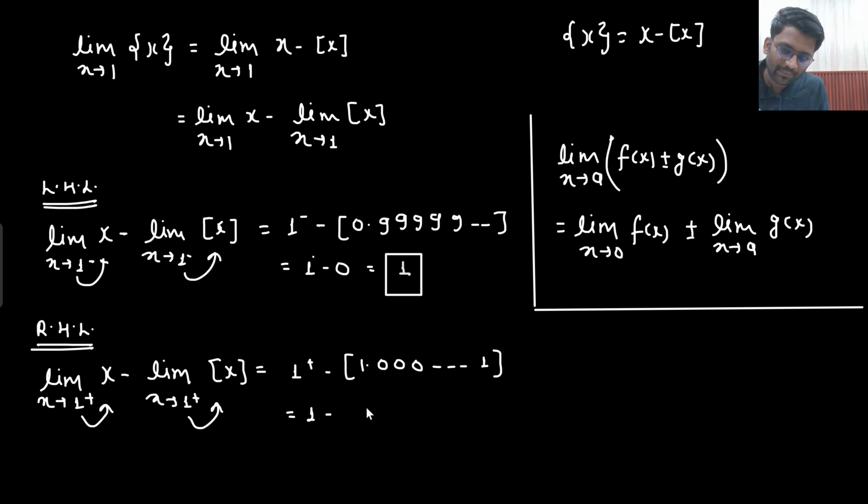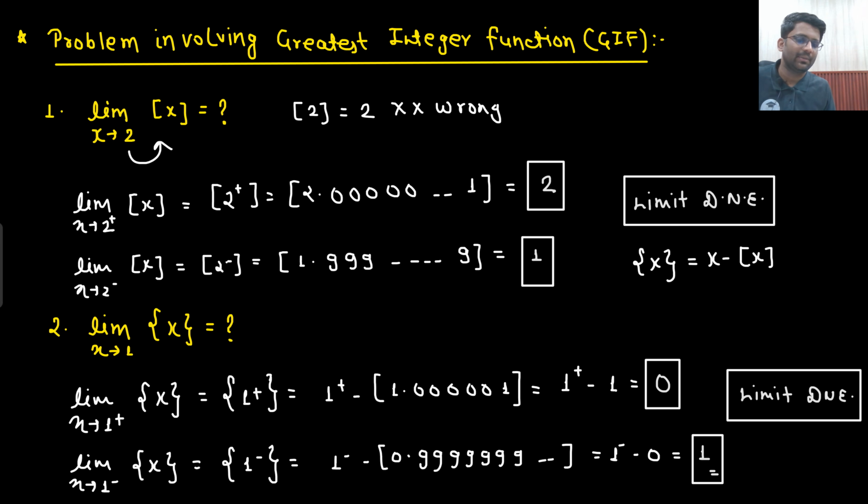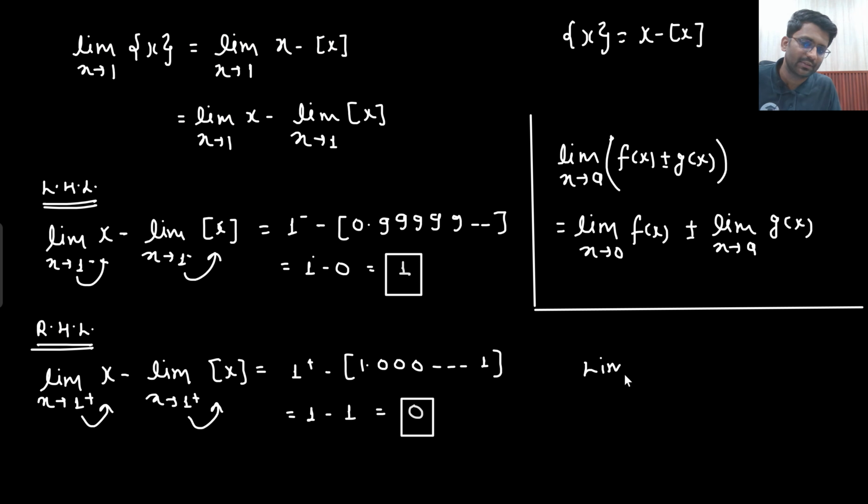So what will this become? This will be just the lesser integer, which would be 1 only. So 1 minus 1, what is the answer? 0. So here the answer is coming out to be 0. Here the answer is 1, here the answer is 0. The answers are different, so the limit does not exist.